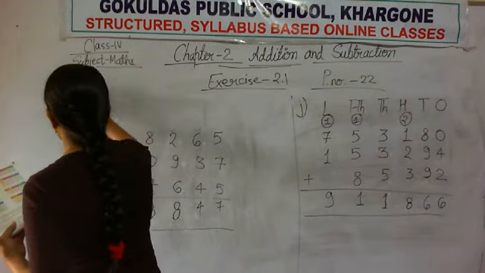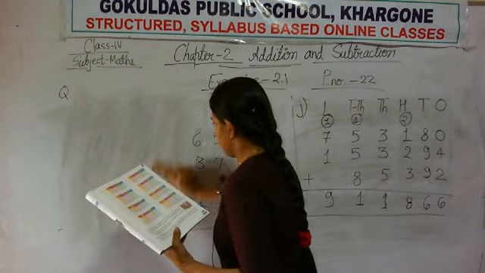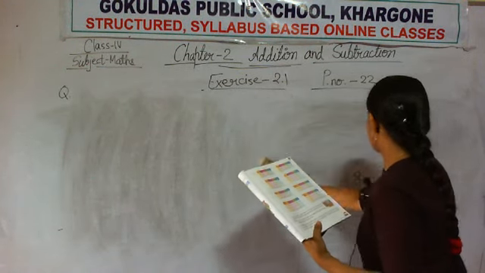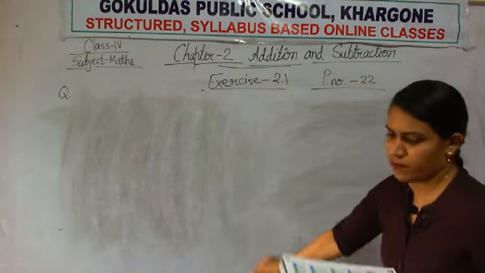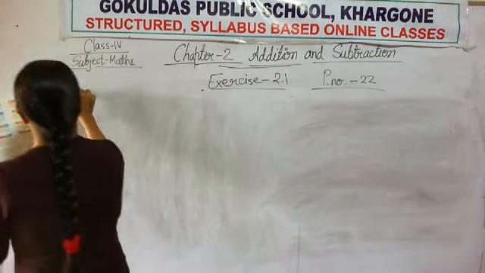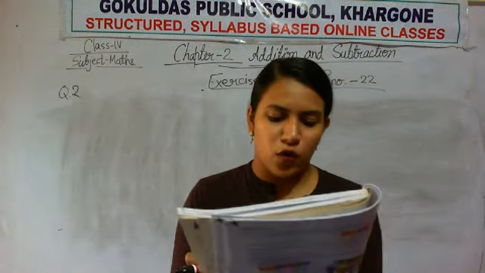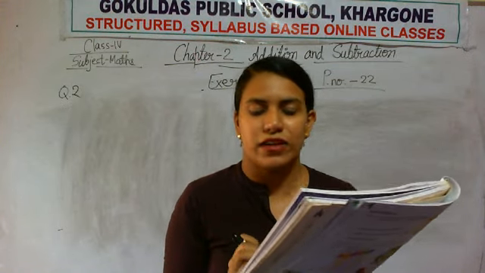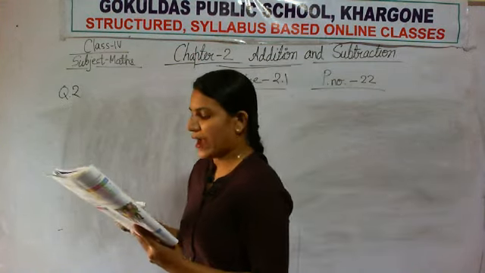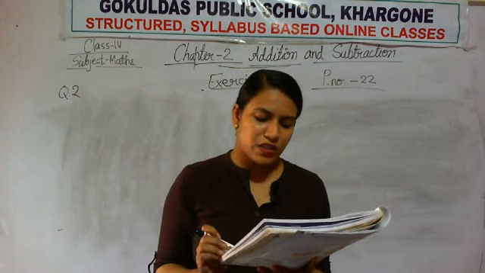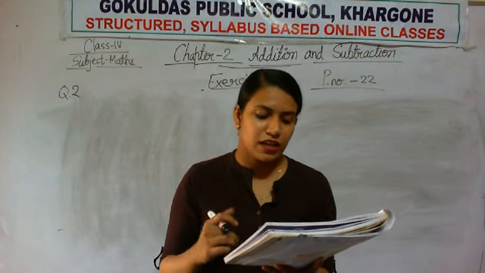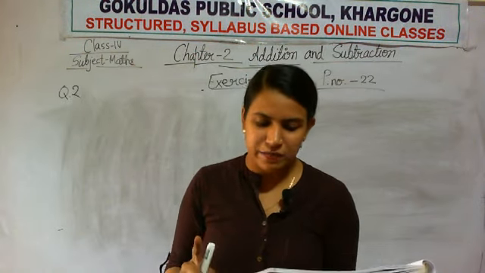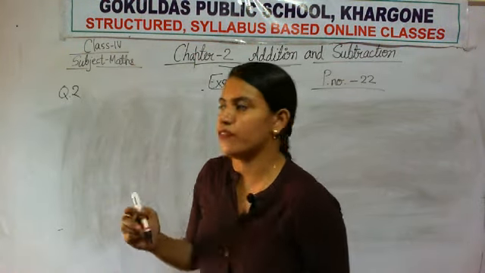Now let us start doing question number 2. Question 2, read with me. Mohan bought a study table for rupees 12,530 and a bookshelf for rupees 23,450. Mohan bought two things. What? One study table and one bookshelf.